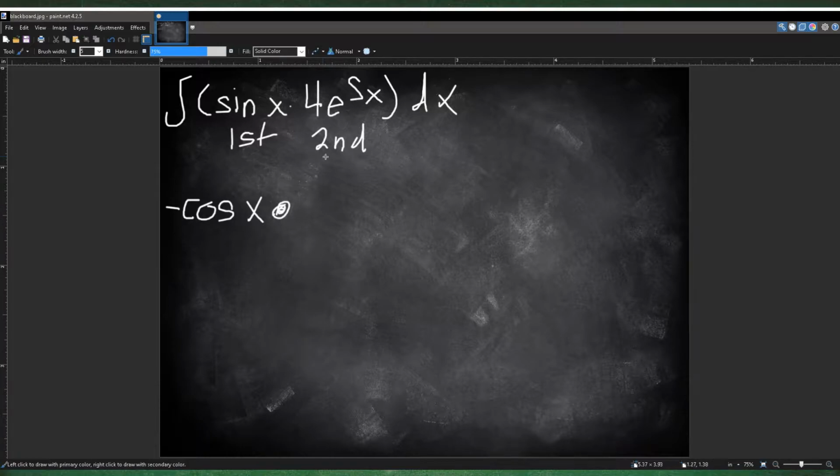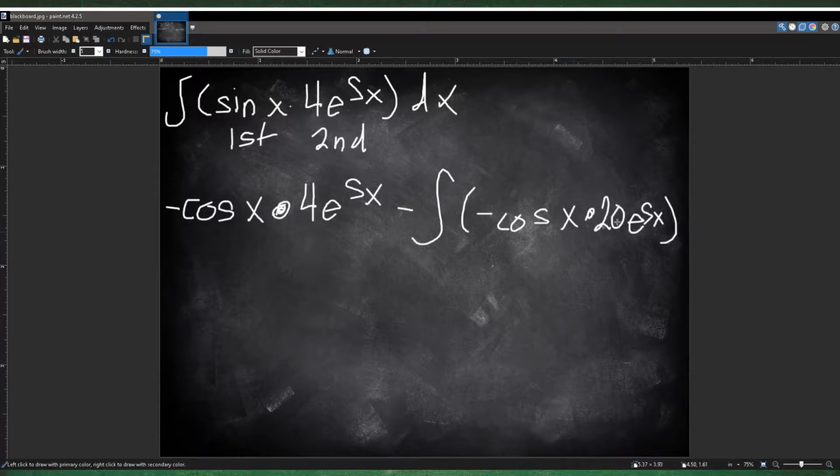Times the original, which is 4e^(5x) of our second, right? And then you minus the integral of, and then keep this one the same, so it's negative cosine of x. Times, now we had to do the derivative of the second. So the derivative of this is 4 times e to the 5x. The derivative of that is 20e to the 5x, right? That's just basic derivative rules. dx.